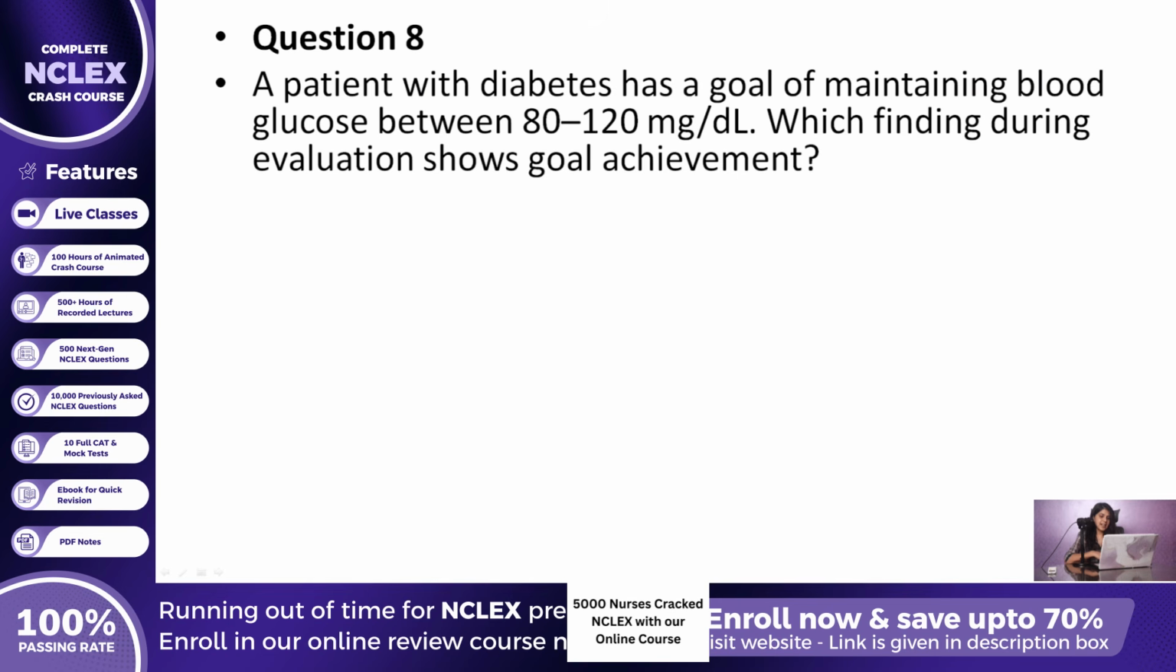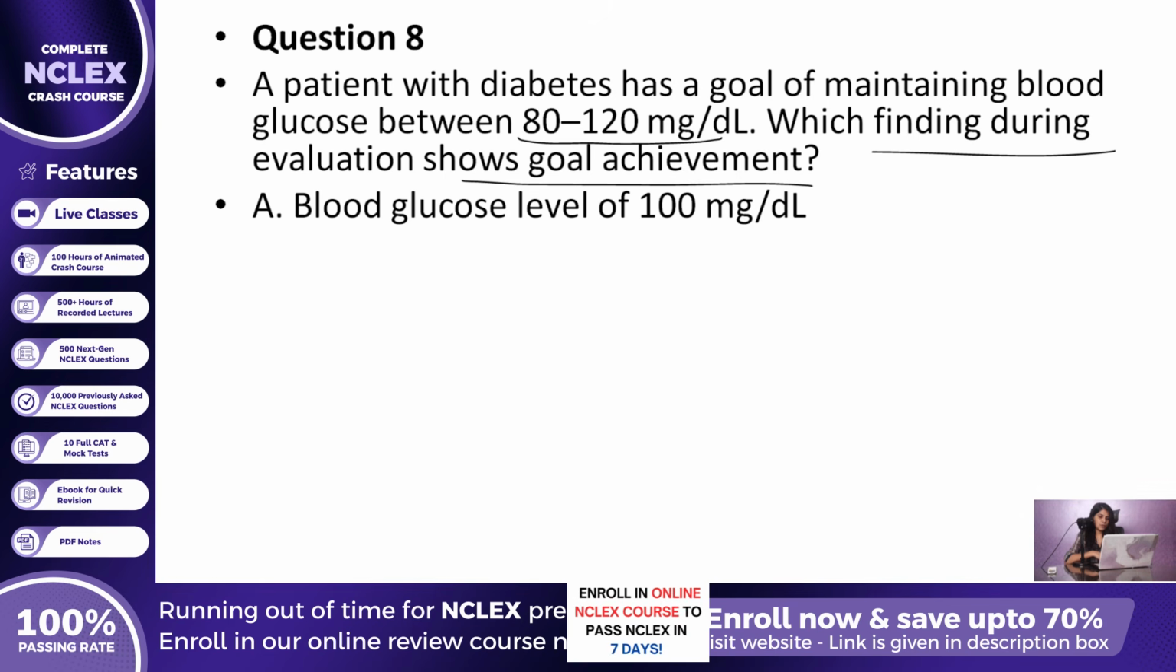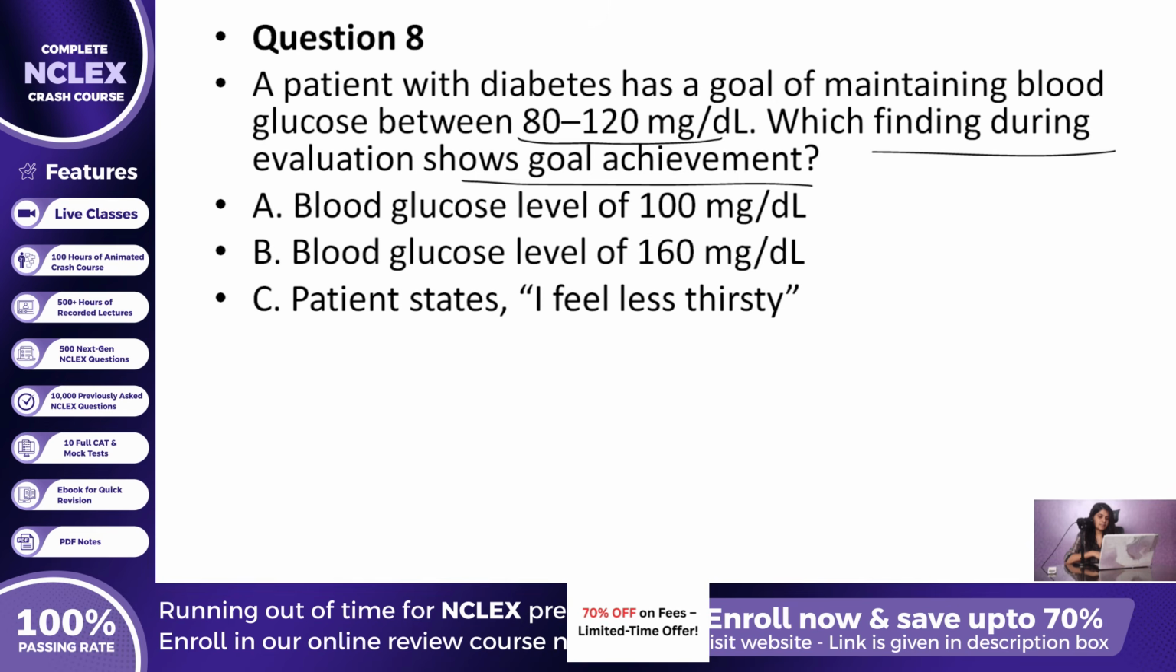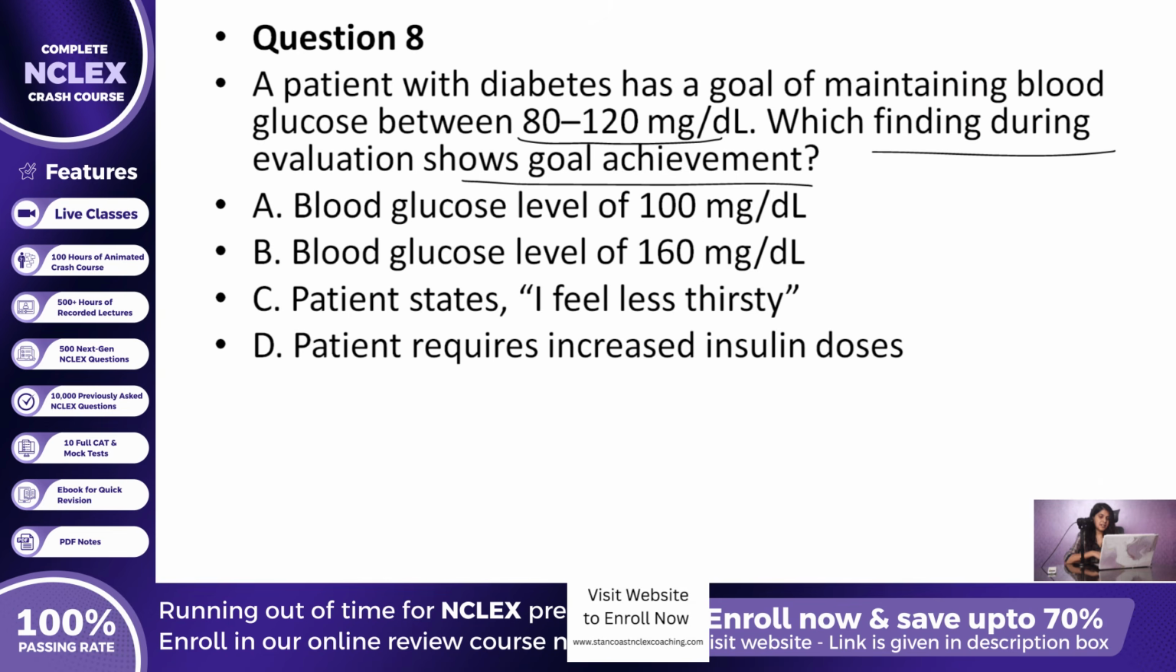Next, let us take question 8. A patient with diabetes has a goal of maintaining blood glucose between 80 and 120 milligrams per deciliter. Which finding during evaluation shows goal achievement? Option A, blood glucose level of 100 milligrams per deciliter. Option B, blood glucose level of 160 milligrams per deciliter. Option C, patient states, I feel less thirsty. Option D, patient requires increased insulin doses.